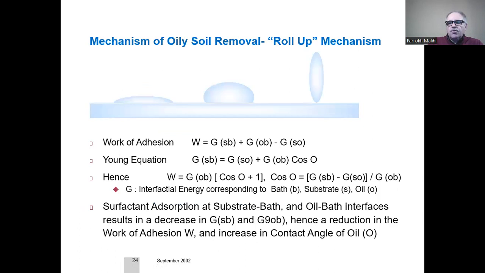In oily soil removal, a roll-up mechanism is responsible for the majority of cleaning of fatty, oily soils. Basically, adsorption of surfactant on the surface of the soil, and at its interface with water, and the interface of substrate and water, results in balling up of the fatty soil particles and eventual removal of these particles.